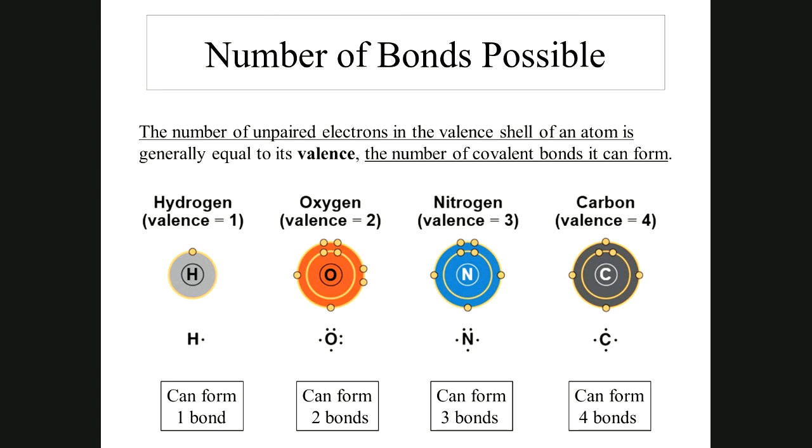Let's just read through a little bit. The number of unpaired electrons in the valence shell of an atom is generally equal to its valence, the number of covalent bonds it can form. So you see that hydrogen has one electron in its outer shell. It can form one more bond to fill that shell. Oxygen, there are 6 electrons in the outer shell, it needs 2 more, so it can form 2 bonds. Nitrogen, it has 5 in its outer shell, so it can form 3 bonds to get 3 more electrons. And there's your carbon, it has 4 electrons in its outer shell, so it can form 4 bonds.